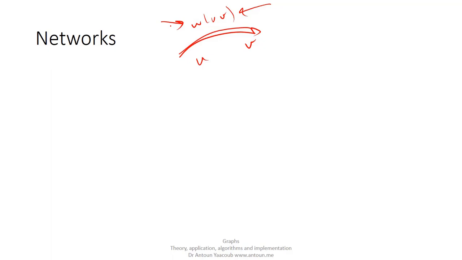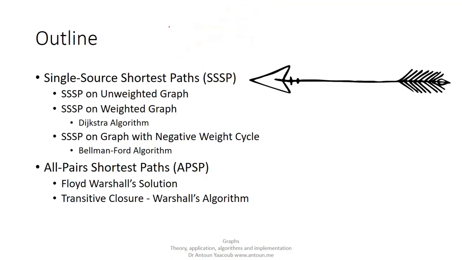In these situations, obviously, we are interested in a more complex structure, which is called a network, and how to model this problem. So we need to calculate the shortest distance or paths between a source and a destination, and this is the outline of our chapter today.